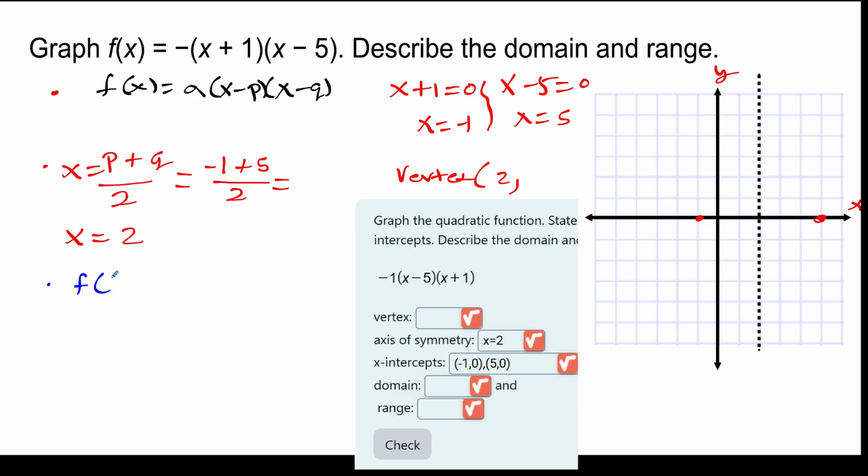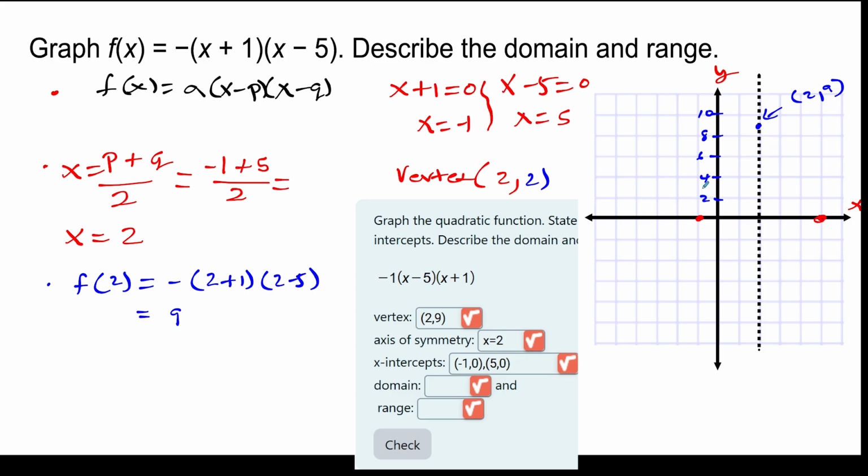Using this function that we were given, let's substitute a 2. So we have the opposite of the quantity 2 plus 1, times the quantity 2 minus 5. This is where we substitute 2 wherever we see an x. This ends up being equal to 9. So the vertex is at 2, 9. Now let's count by 2s just so that we have enough room going up: 2, 4, 6, 8, 9, 10. So then our vertex would be here at 2, 9, being that we're counting by 2s.